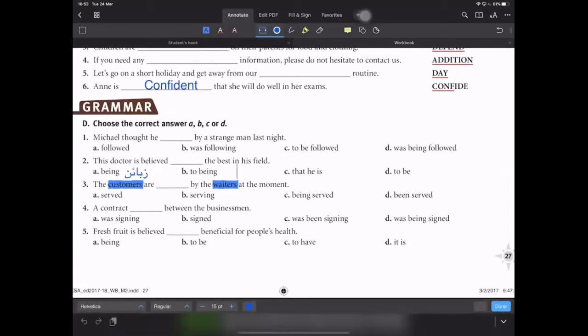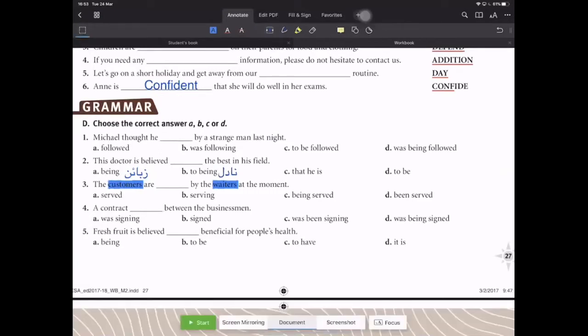and waiters. The singular of waiter, waiter. So the customers are blank by the waiters at the moment. Do we say are served or serving or being served or been served?